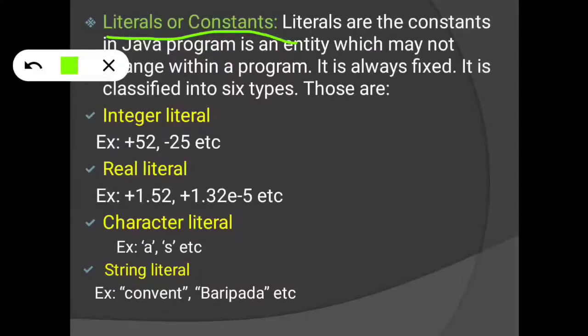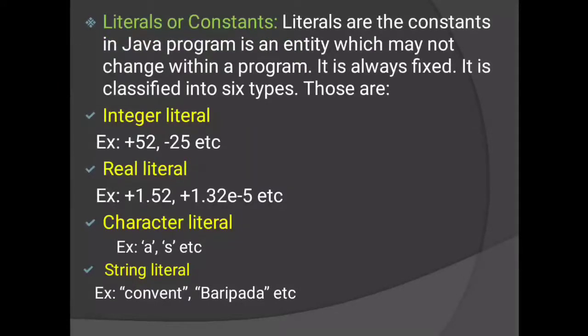Okay, constant means an entity which may not change within a program. It means its value we cannot change within a program; that is called constant. It is always fixed. It is classified into 6 types. Constant is classified into 6 types.